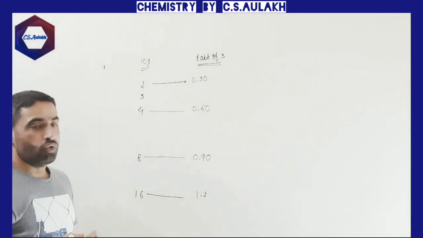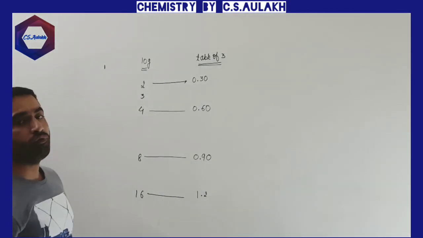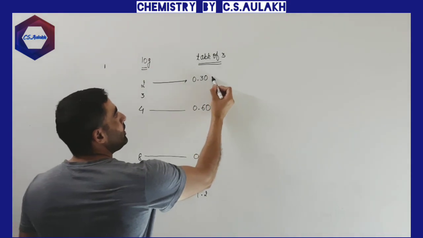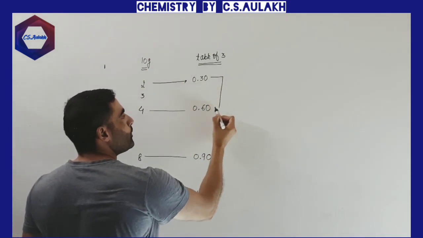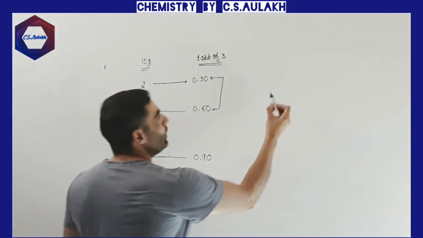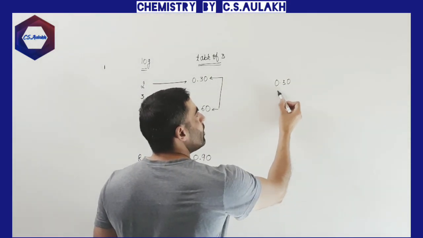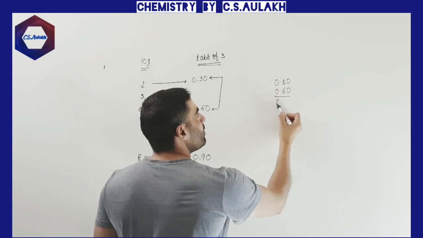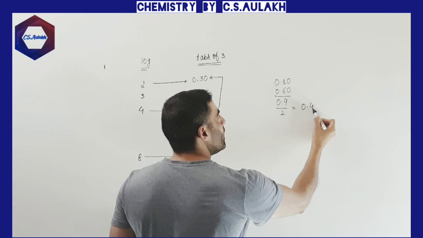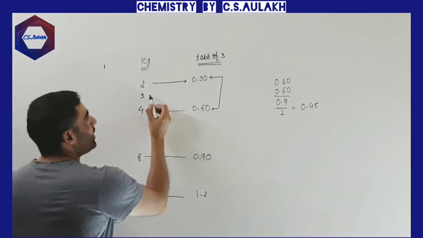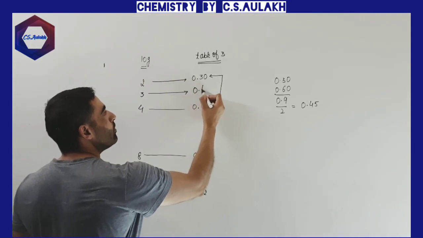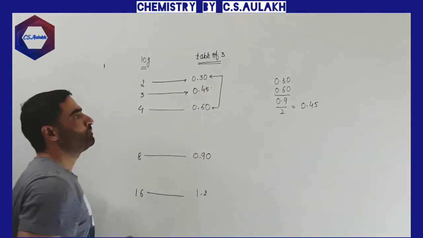For example, you want to calculate the value of log 3. So what will be its value? You will have to take the mean of these two. So what is the mean of these two? If we calculate the mean value, it is 0.3 plus 0.6, which comes out 0.9, divided by 2, its value is 0.45. So what is the value of log 3? We will write here 0.45.